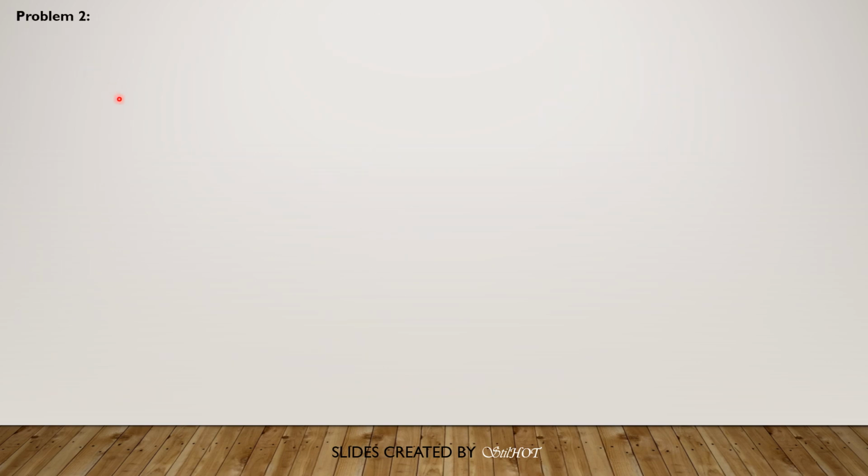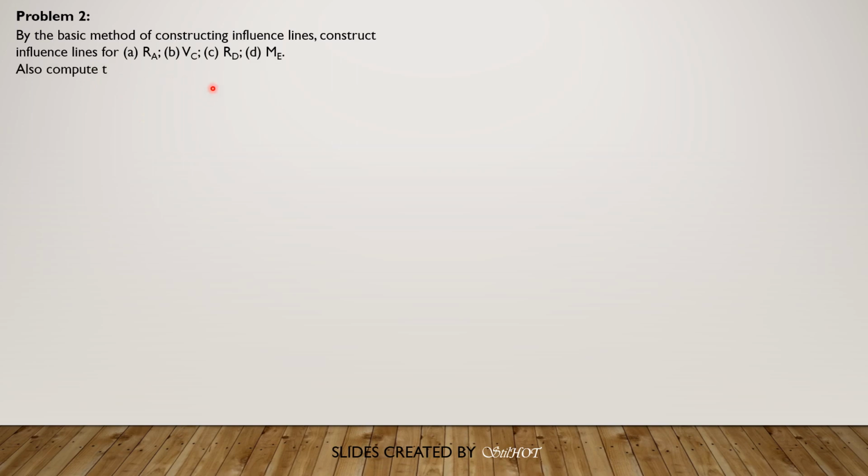Okay, for problem 2, we have influence lines construction. By the basic method of constructing influence lines, construct the influence line for reaction at A, shear at C, reaction at D, and moment at E. Also compute the maximum values of the above functions due to a concentrated load of 18 kilonewtons. These are live loads, and a live uniform load of 6 kilonewtons per meter.